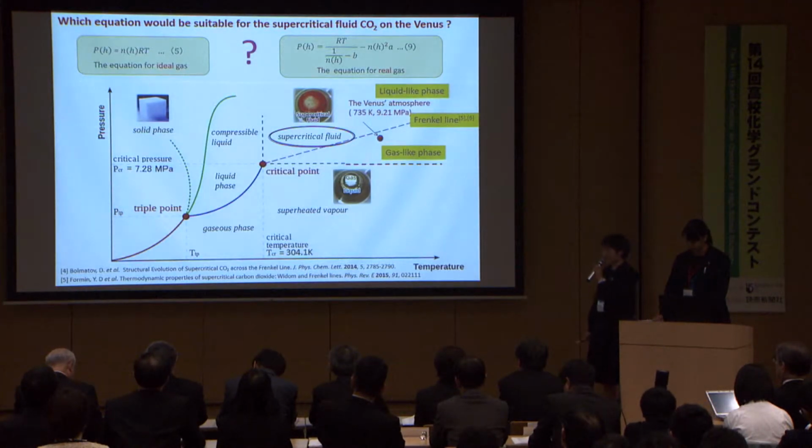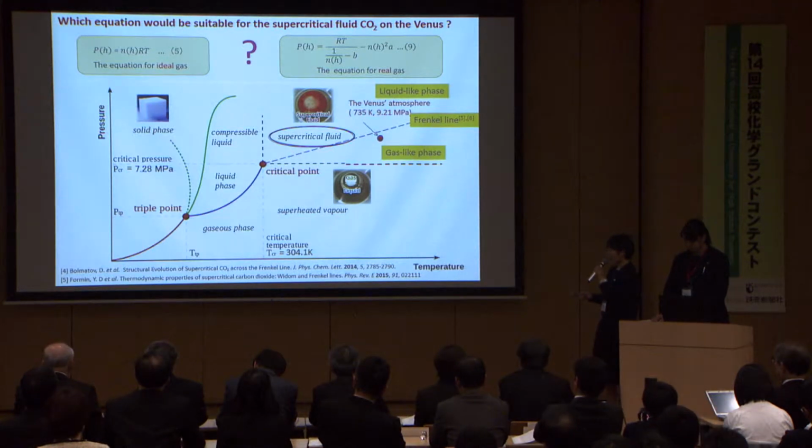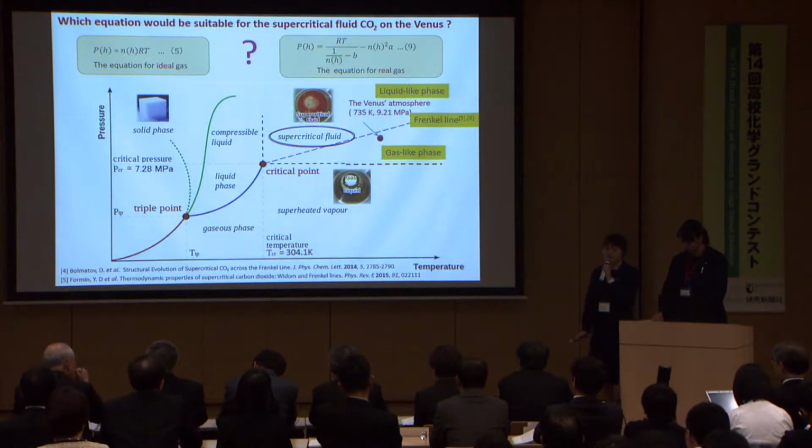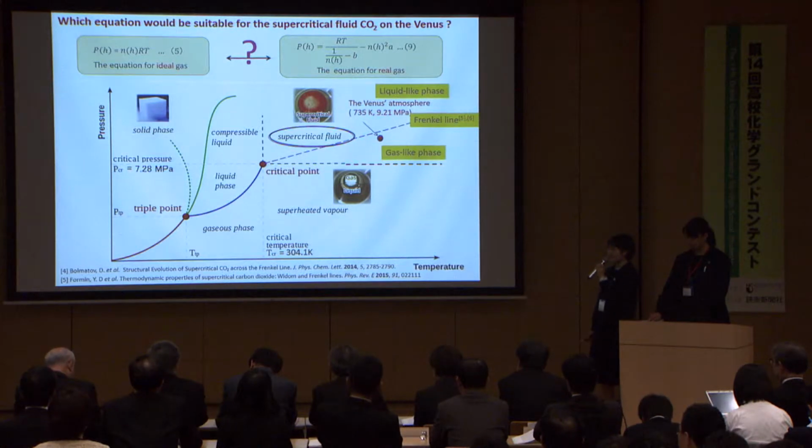This is the phase diagram of CO2. The critical temperature is around 300 Kelvin, while the critical pressure is 17 atm. Under conditions of the surface of Venus, CO2 behaves as a supercritical fluid. It is very interesting to know which equation fits the state of supercritical fluid CO2 on Venus.